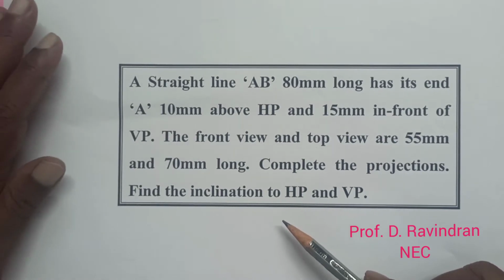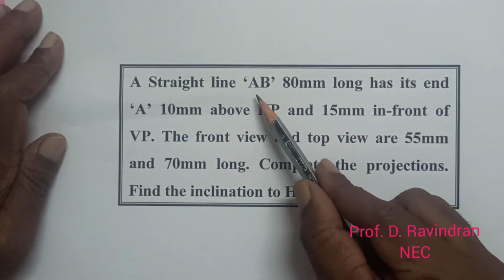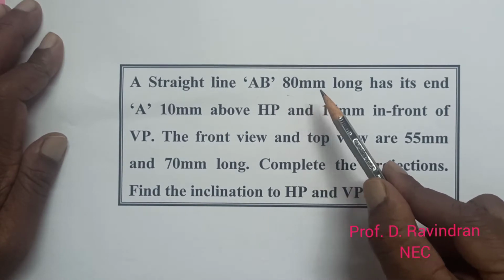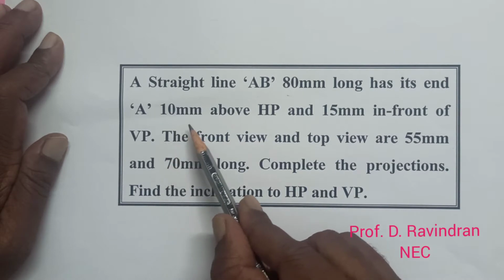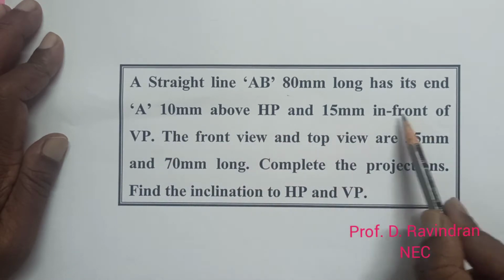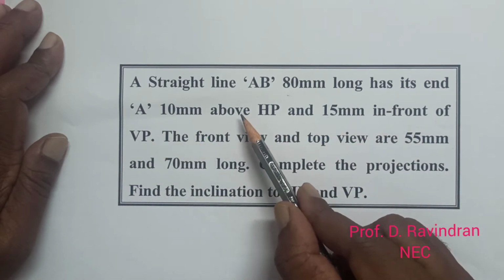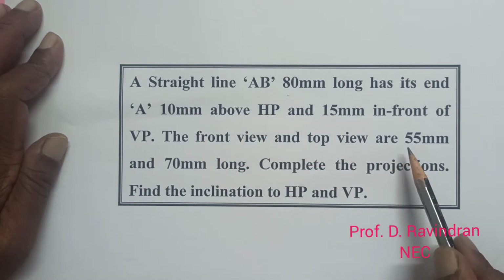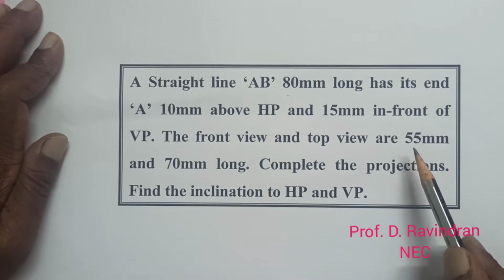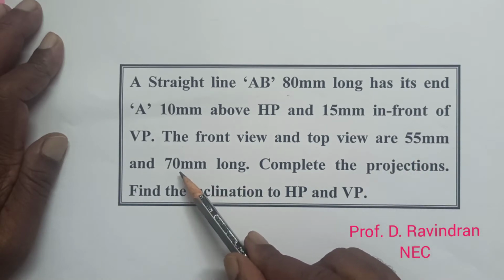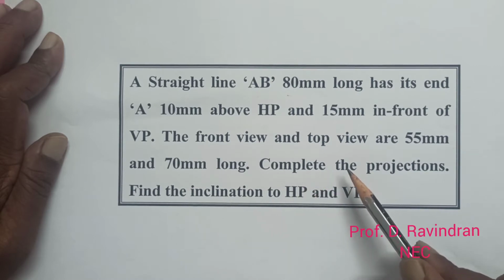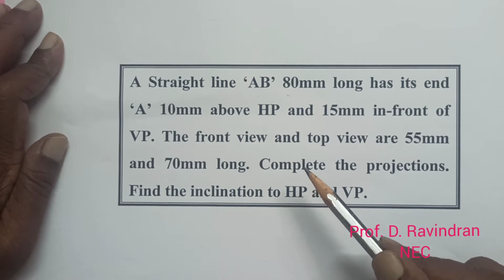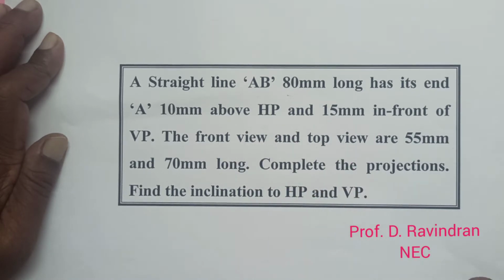See, in this problem what is given is the straight line which is having the end A and B. The true length of the straight line is 80 mm and one end A is given 10 mm above HP and 15 mm in front of VP. So we can locate the first end. Then the front view and top view lengths are given, that is front view length is 55 mm and top view length is 70 mm. So we have to complete the projection and find the inclination of this straight line with HP as well as VP. This is the problem which we can solve by minidrafter.